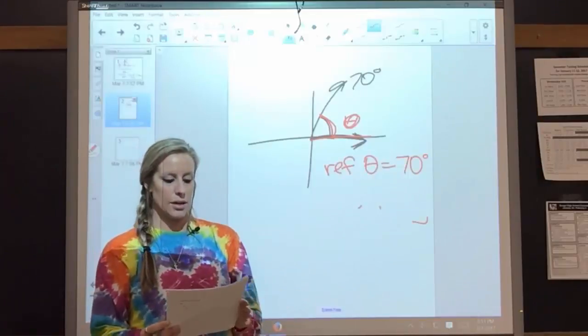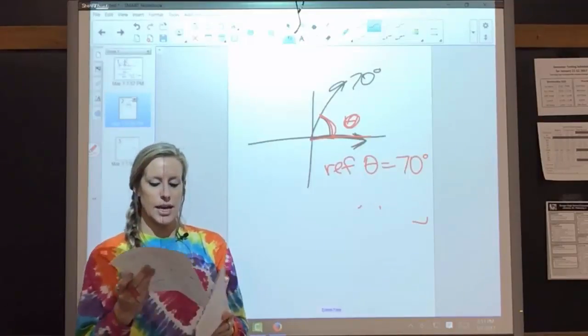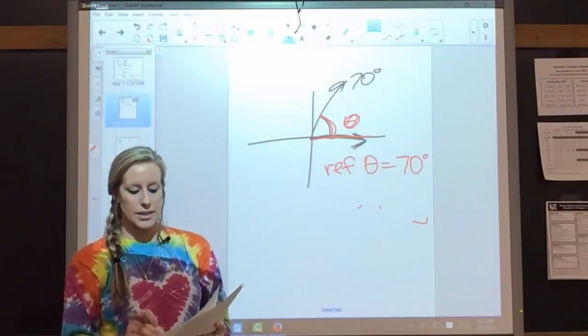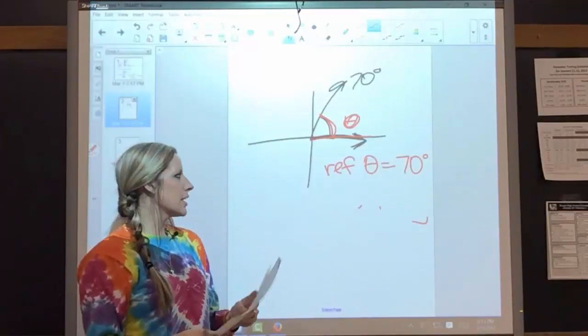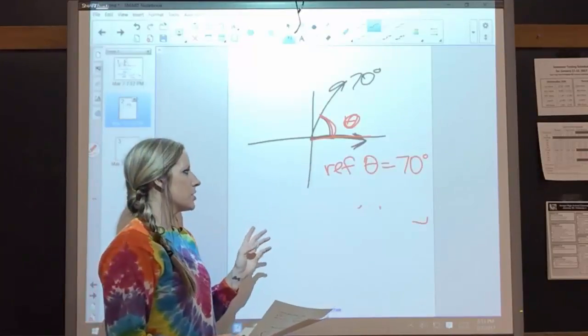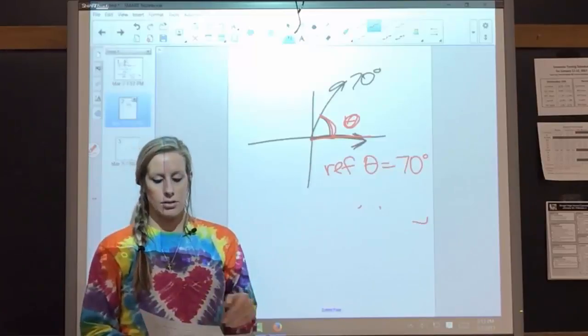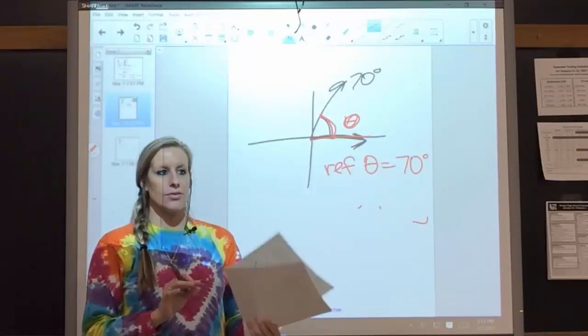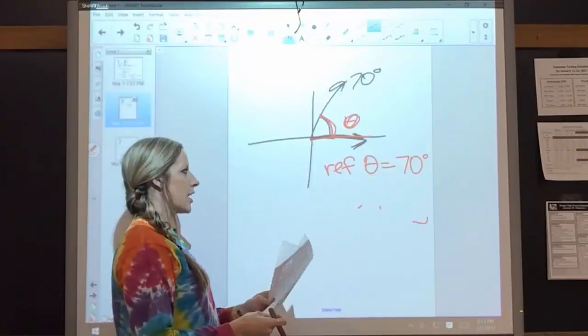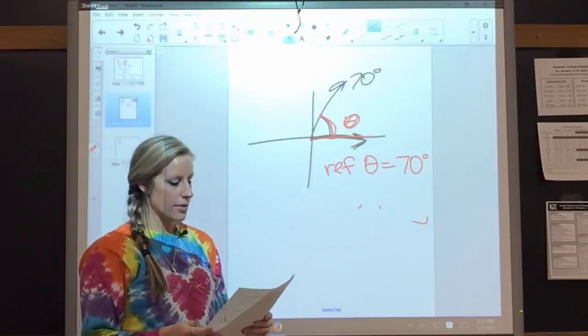It's always going to be, like the front of your note said, an acute angle, so it's always going to be less than 90 degrees. If you get an angle that's greater than 90, you did something wrong. You subtracted by the wrong number. So that's a good way to check. If you get an angle greater than 90, go back and check what you subtracted by to get that reference angle.